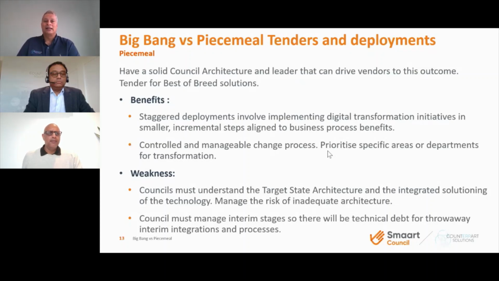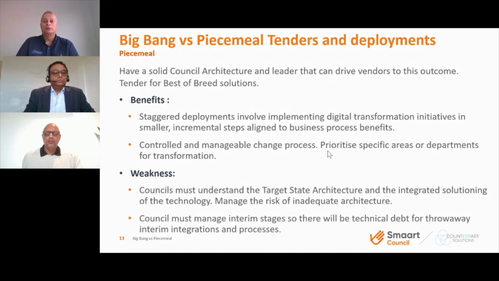The understanding we take, though, is when we do this, that target state architecture needs to be front and foremost, because what's going to happen is we get a brand new financial and procurement system. We've now got to plug that into our, I'll call it unkindly, our legacy spaghetti that's going on in the back there. And when we look at how we do that, we need to manage the interim stages, because there's a term that we use in the IT space called technical debt. Think of that as work we're going to do and throw away.